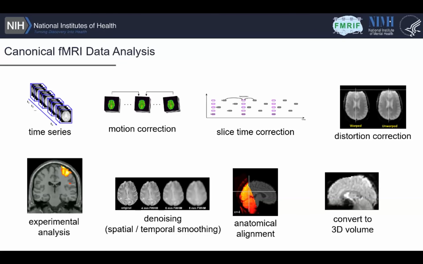And then after all this is done, we're now ready to actually ask our questions. So we have these two things in the same space, the functional data and the anatomical data, and we might then want to look at some kind of volumetric relationship between them. So here we're showing an example of a task, highlighting a particular part of the brain that changes over time based on that task.